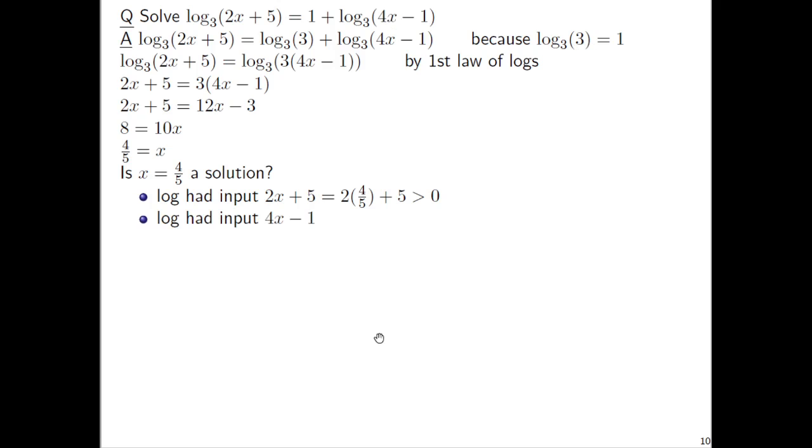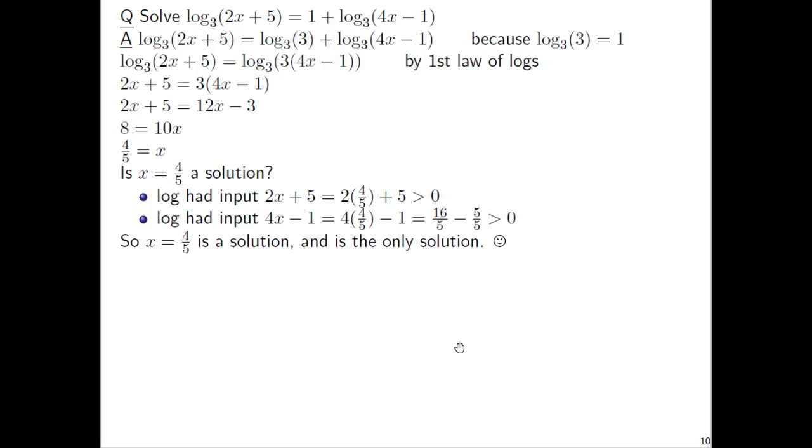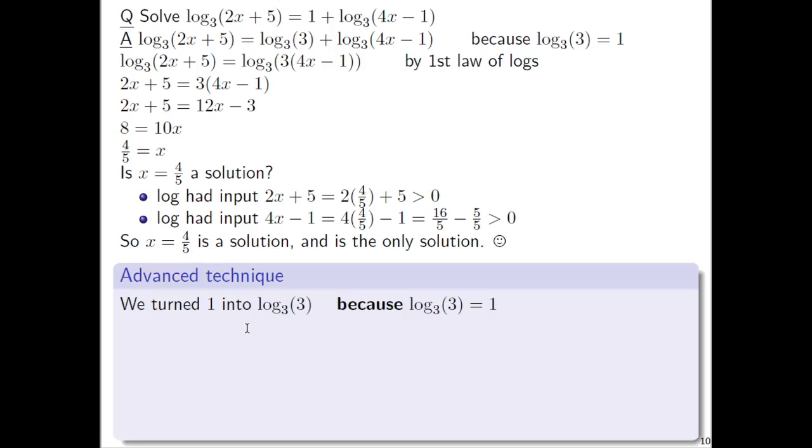Let's replace the x with 4/5 again. Here, because of the minus sign, we do have to work a little further. So 16/5 minus 5/5, well, that's positive. That's 11/5, so that's positive. Because this value of x caused both of the logarithms that were originally present to have positive inputs, x equals 4/5 is a solution, and in fact, it's the only solution because we had discovered no other values of x. So this is a really advanced technique.